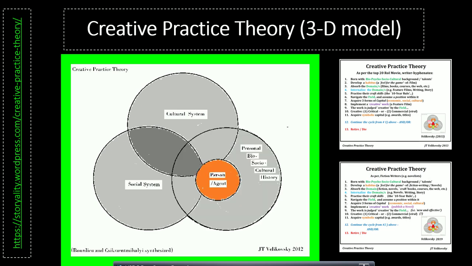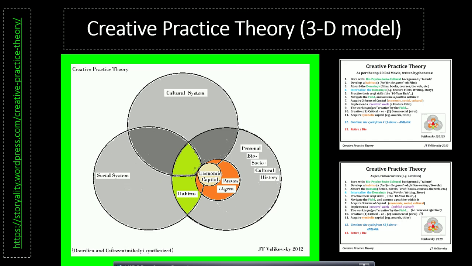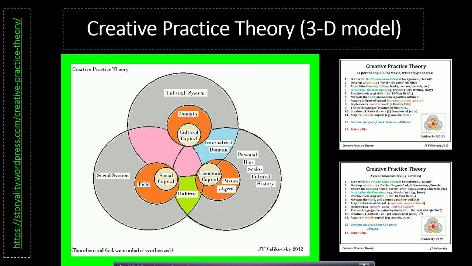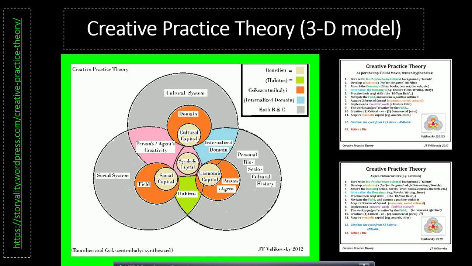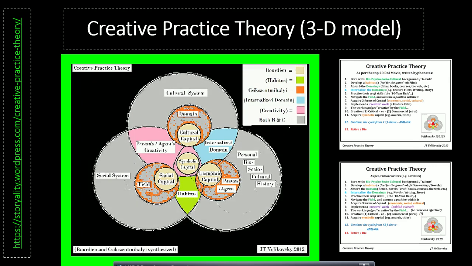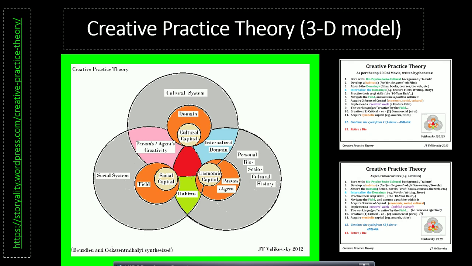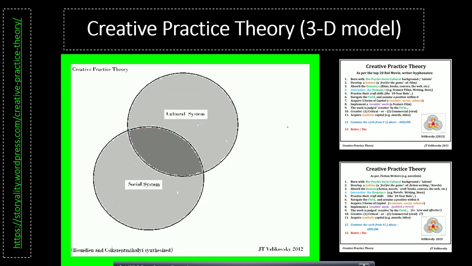And there's also on the PhD blog a 3D animated model showing a person being born into a socio-cultural system, developing a history, developing a habitus or feel for the game in Bourdieu's term, getting access to economic capital, and internalizing the domain, and navigating the field, acquiring social, cultural, economic capital, and they may create an artifact or a unit of culture that the field judges as creative and thus enters the domain, in which case they may receive symbolic capital. So that's an evolving Venn diagram there, combining Csikszentmihalyi and Bourdieu's theories.